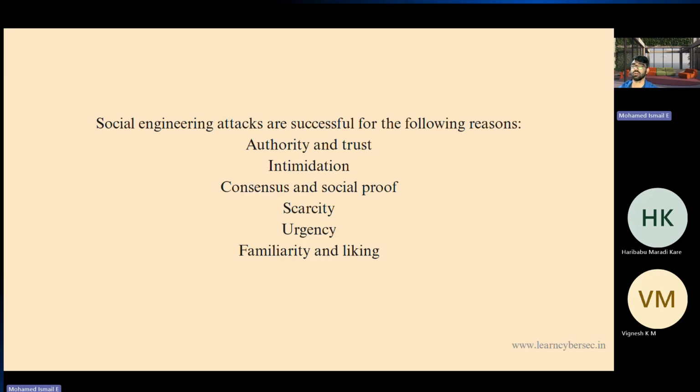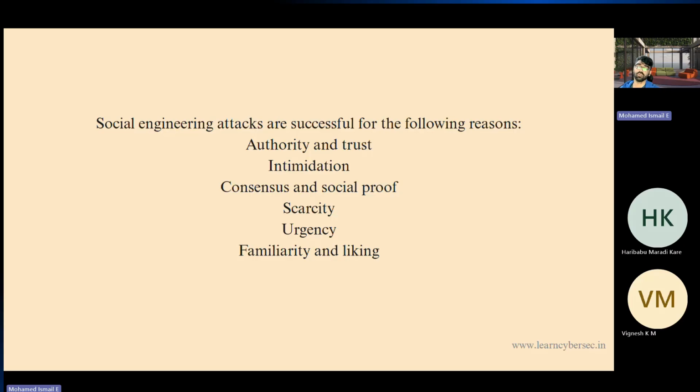Social engineering attacks are successful for the following reasons. Social engineering is another primary technique that can fool people, right? Humans are the primary victims of social engineering attacks. Authority and trust: when someone claims that person is your CEO or director, authority and trust is broken. You trust that person unknowingly and run into a problem. Intimidation: someone posing as a manager or a CEO asking for gift cards, a sudden emergency fund, or a sudden approval. These all lead to a successful social engineering attack.